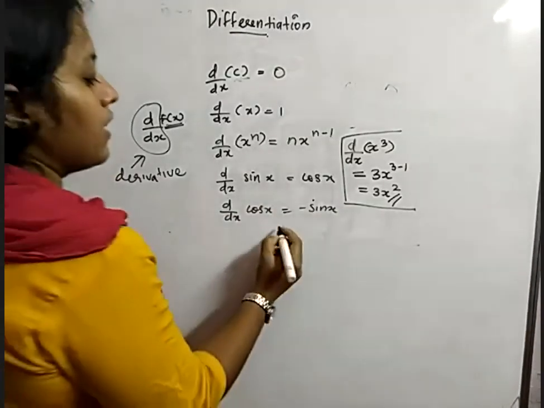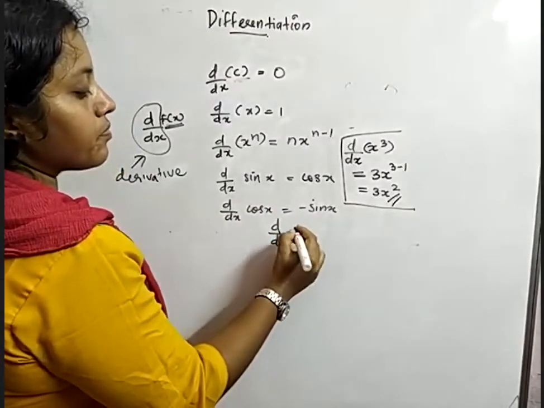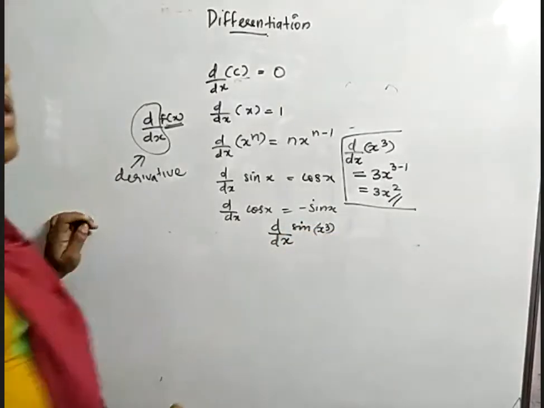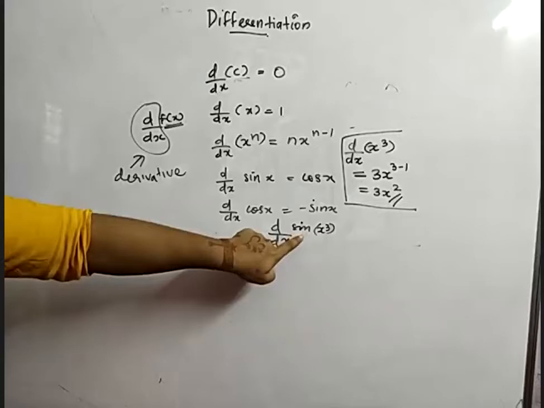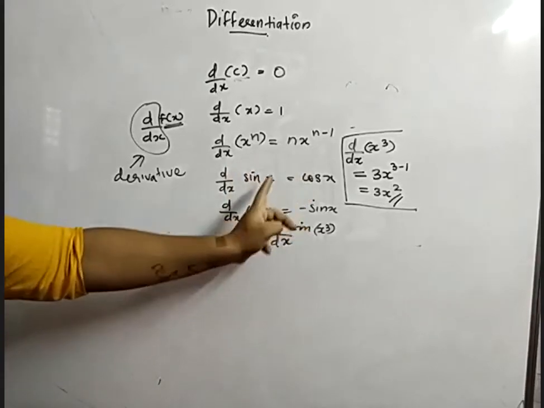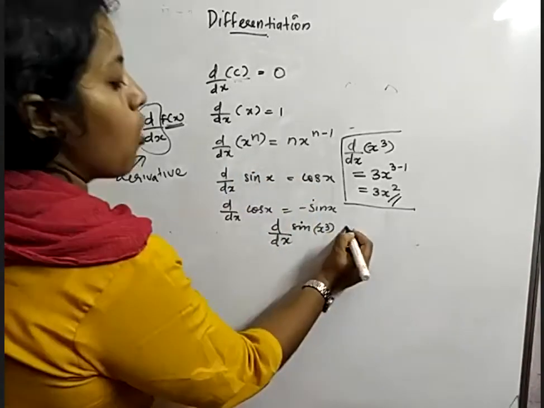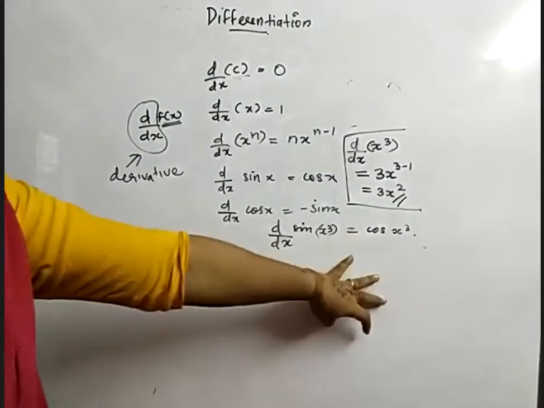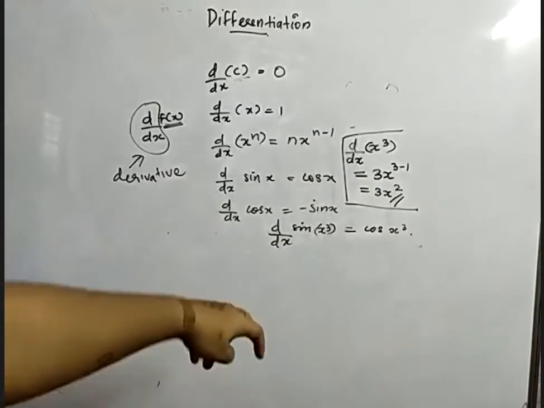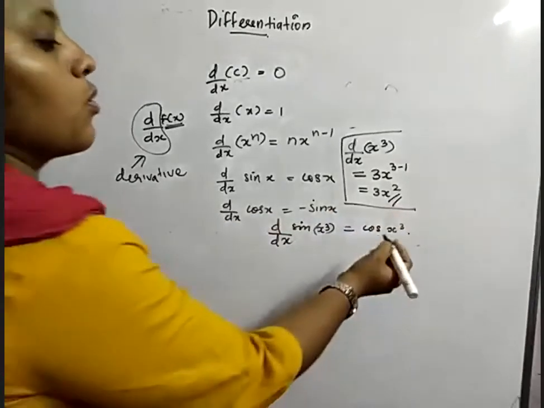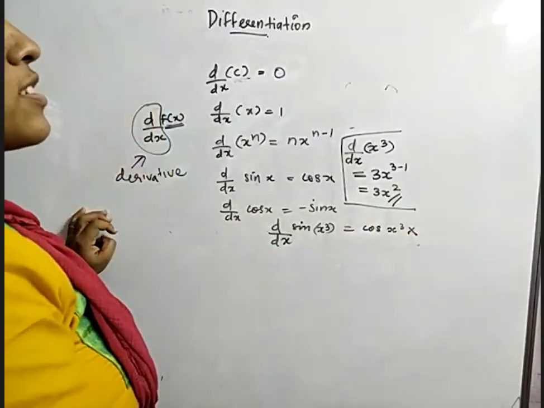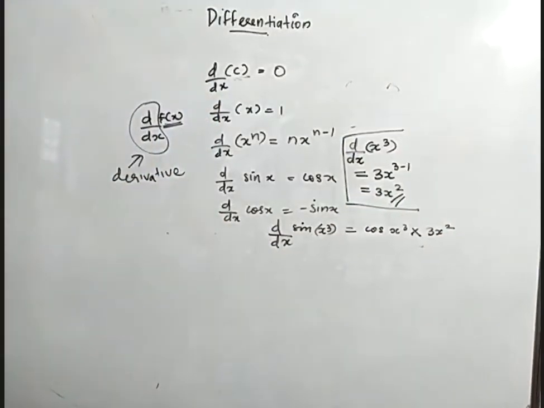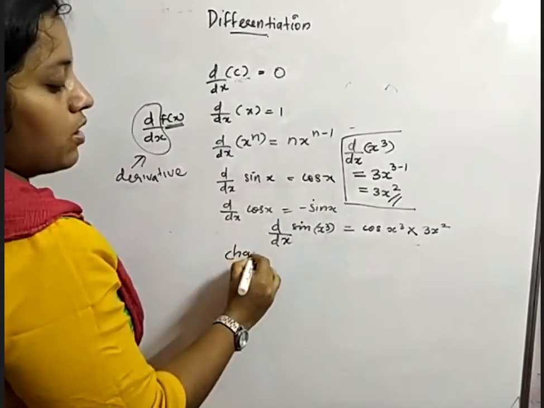Suppose they are telling you to find d by dx of sin x cube. Here you need to take the derivative of sine first. The derivative of sine is cos, so I can write cos x cube. But it is not over here. Now you need to take the derivative of x cube also. What is the derivative of x cube? 3x square. So this we call the chain rule.